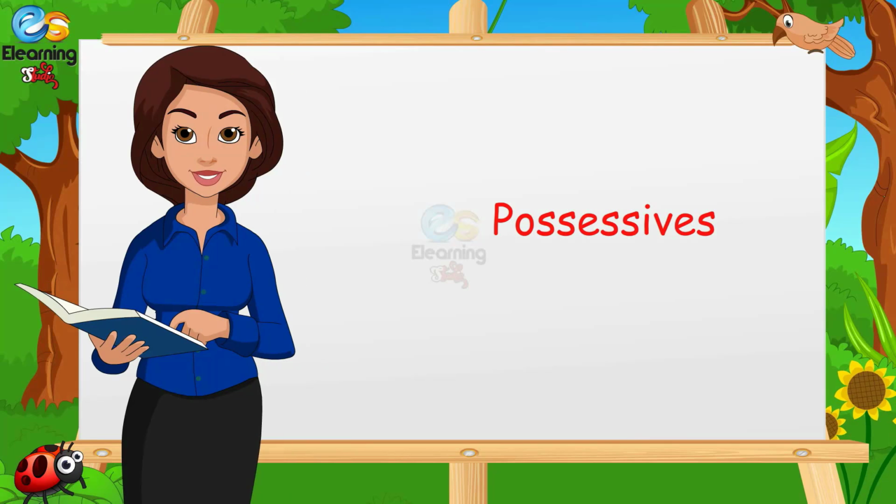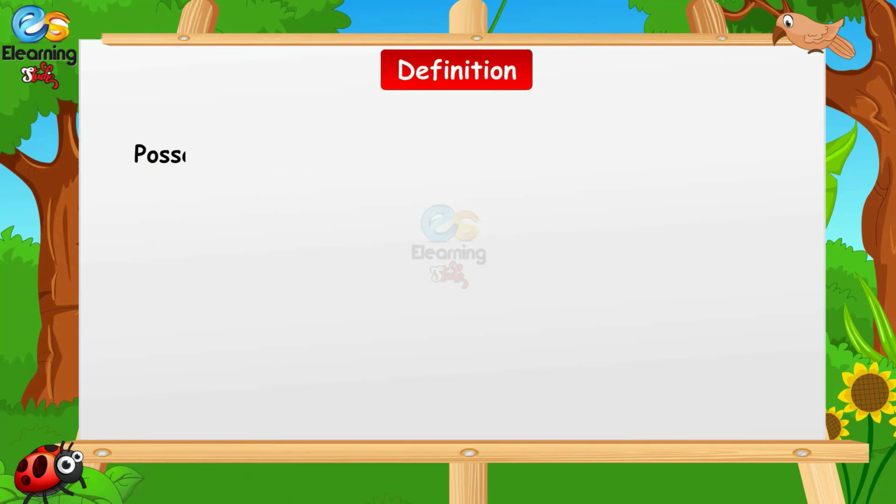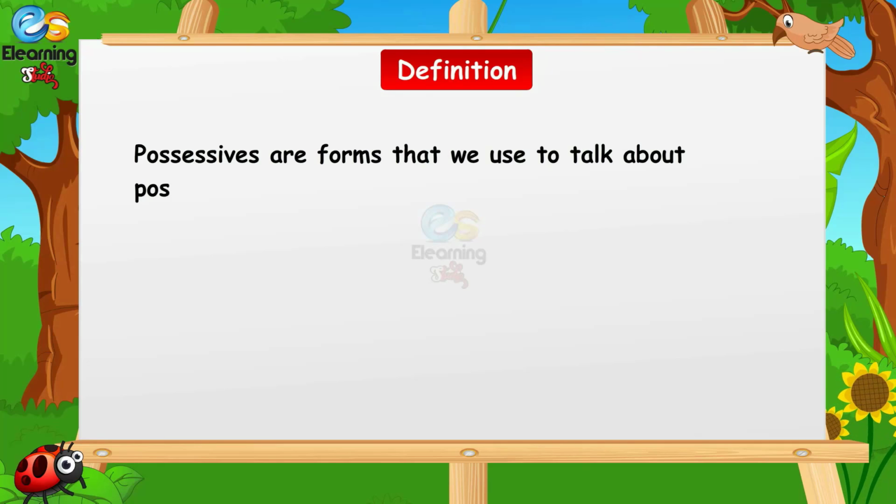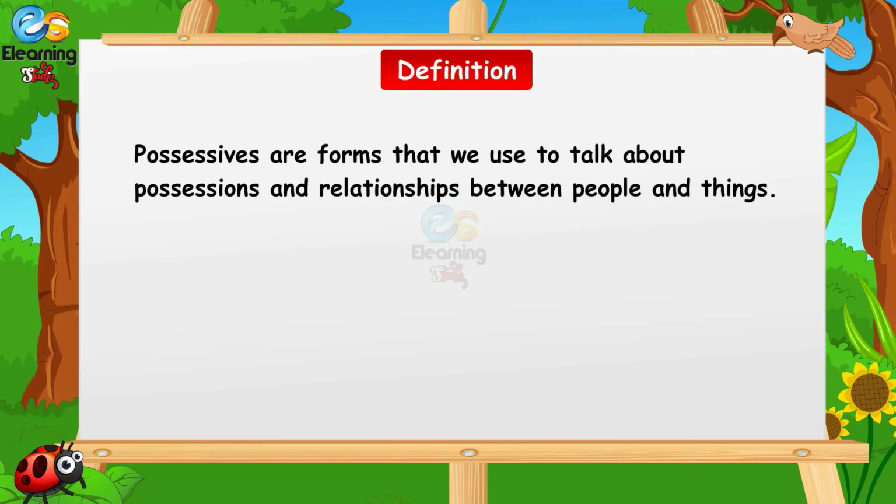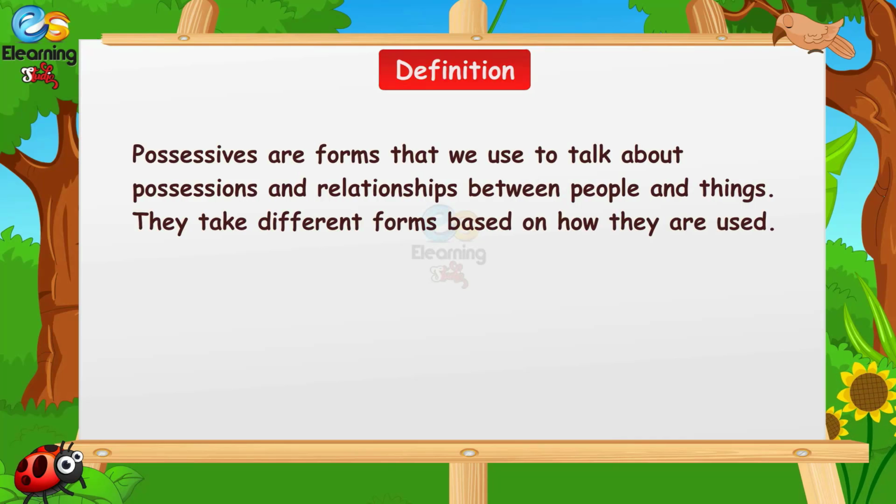Possessives. Definition. Possessives are forms that we use to talk about possessions and relationships between people and things. They take different forms based on how they are used.